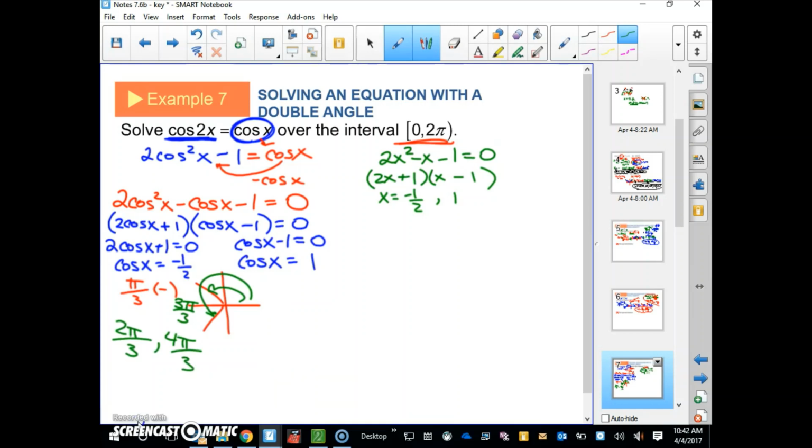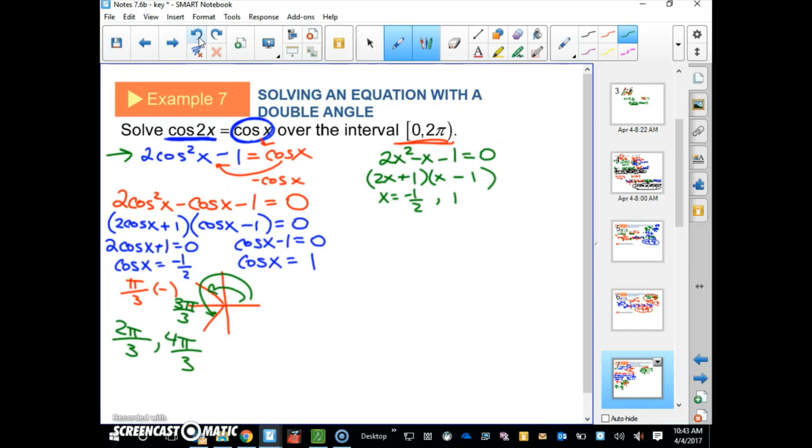Now, I don't know if you noticed, but as soon as we got to this step here, we no longer had a double angle, so we're not going to have to worry about doubling that interval. As long as we're just solving for x and don't have any 2x anymore, we got rid of that double angle. So when we got rid of that double angle, we didn't have to do a double interval. So my 2 pi/3 and my 4 pi/3, they're good.